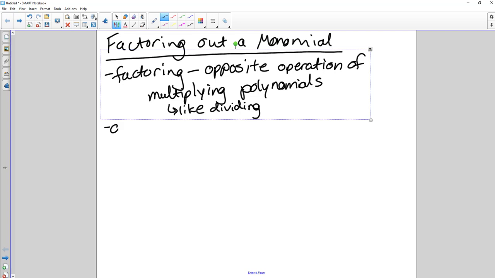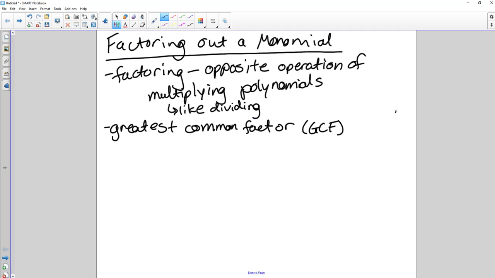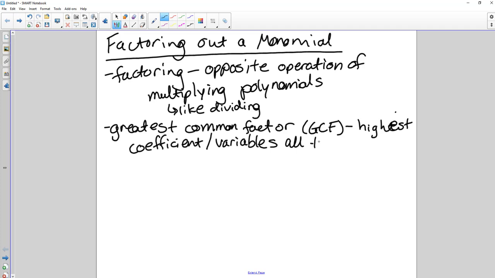So one thing too, let's define before we start doing some of these. The greatest common factor, or GCF. So the greatest common factor, or the GCF, it's the highest coefficient and variables all terms have in common.